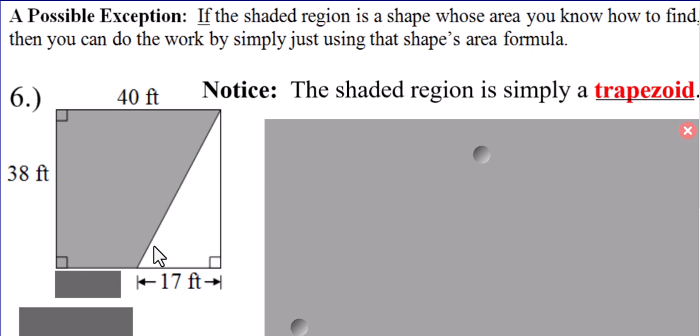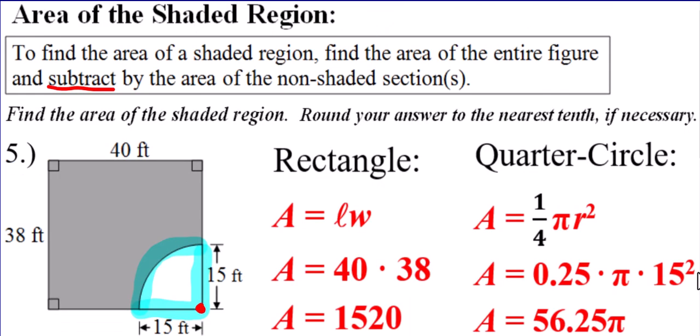I don't have to find the area of the rectangle, find the area of the triangle, and then subtract them away. I can work smarter, not harder. I can just find the area of the trapezoid, because this shaded region is a trapezoid. I wish I could have done that on number 5.